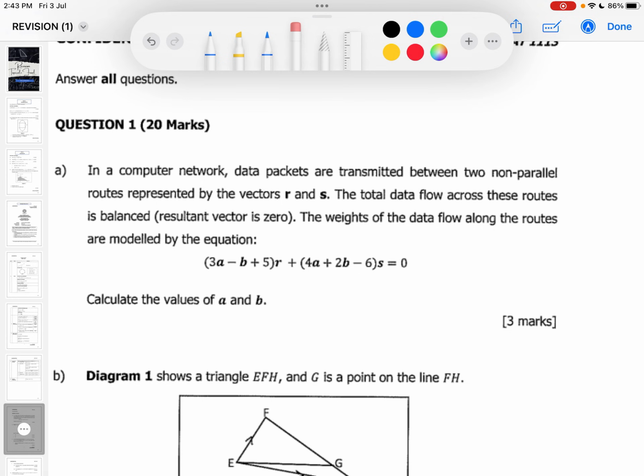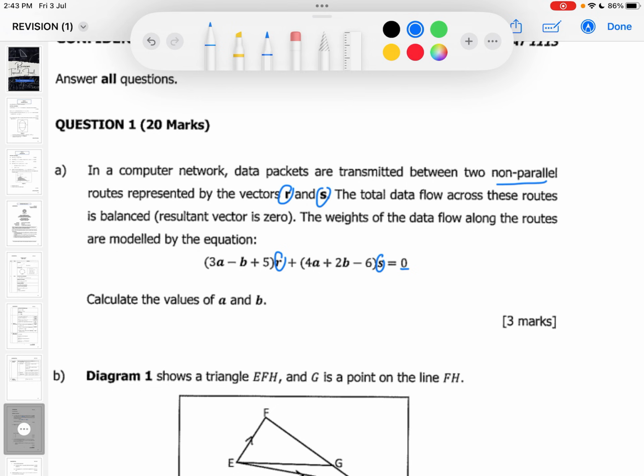In a computer network, data packets are transmitted between two non-parallel routes represented by vectors r and s. So we have r and s over here. The total data flow across these routes is balanced, so the resultant vector is 0. The weights of the data flow along the routes are modeled by the equation (3a - b + 5)r + (4a + 2b - 6)s = 0. Calculate the values of a and b.